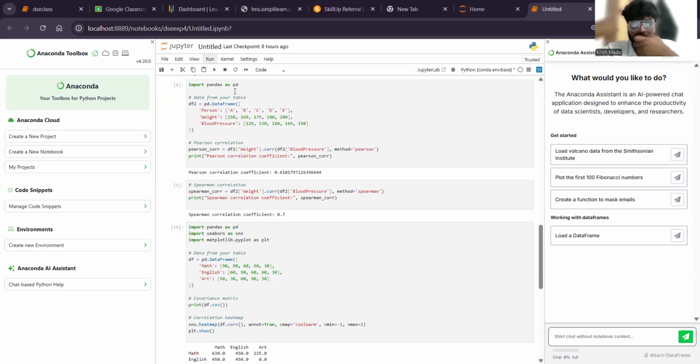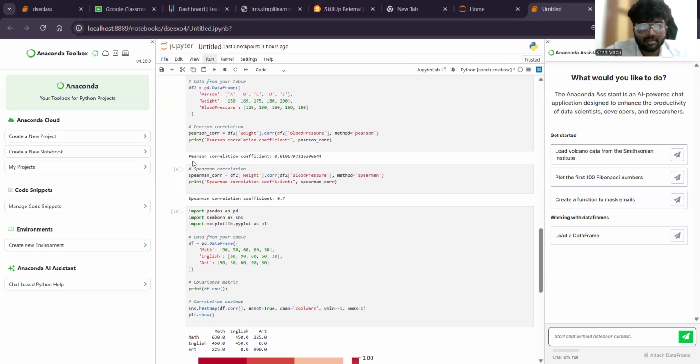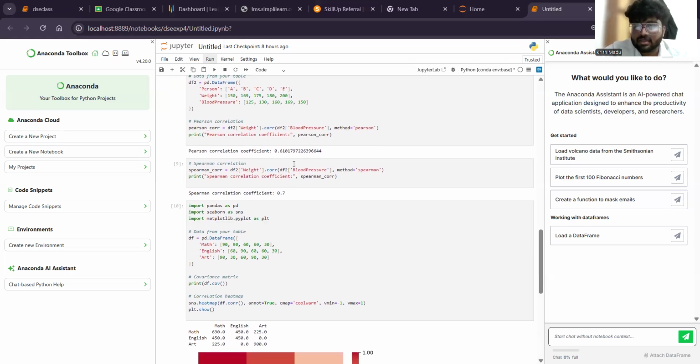We are importing the data from the table, given persons A, B, C, D, E and their weight and blood pressure. After that, we have given the Pearson correlation formula, where weight and column blood pressure use the method Pearson. Here we have print. This is the Pearson formula, and we got the coefficient of the correlation. And after that, the eighth question.